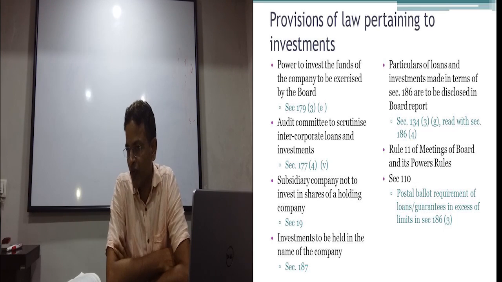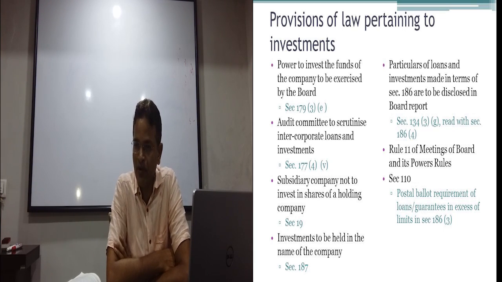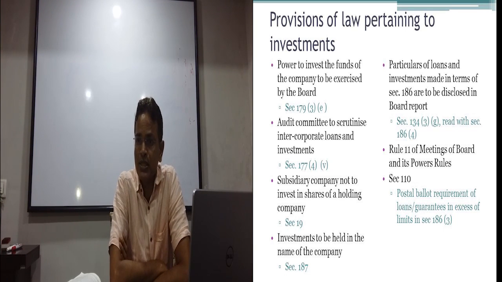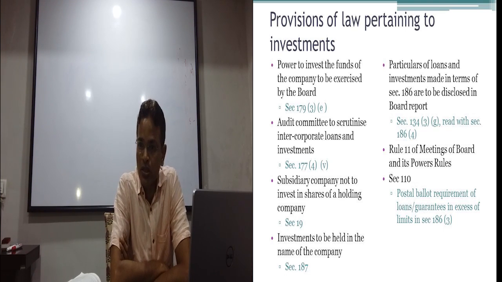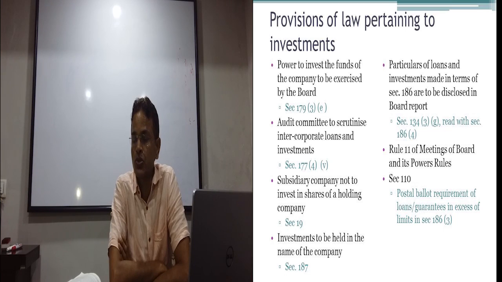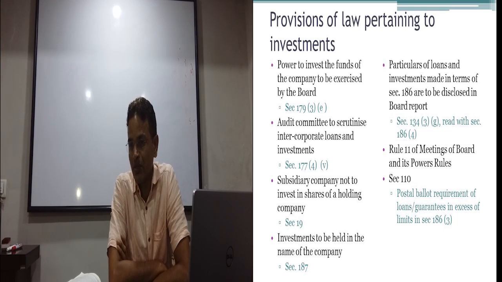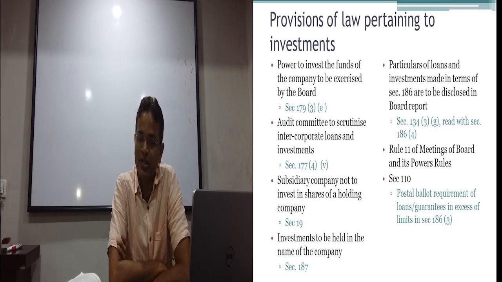The board may, if it feels appropriate, delegate the function, but if not delegated, the power would be exercisable by the board and at a meeting of the board. Section 177(4)(iv) empowers the audit committee to scrutinize the intercorporate loans or investments made by the company. What could possibly be the motive for the audit committee to make scrutiny of intercorporate loans or investments?